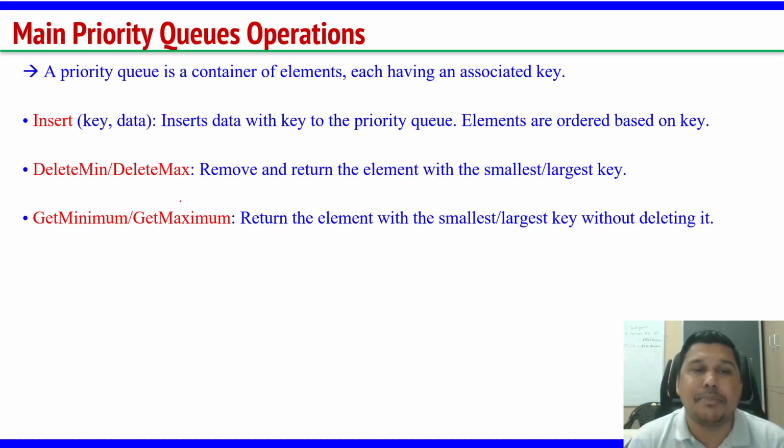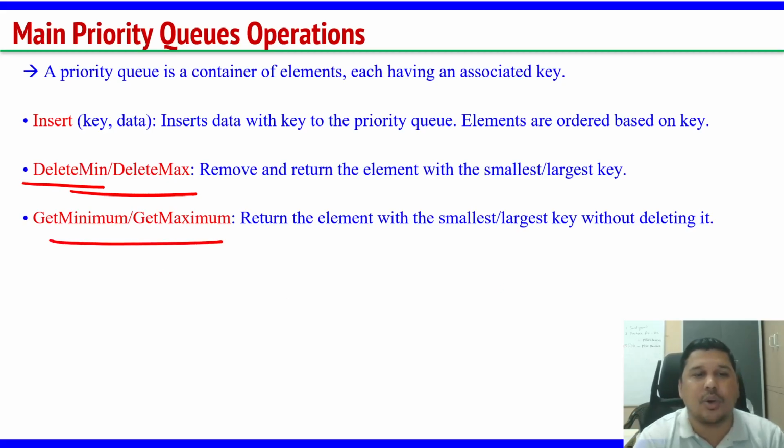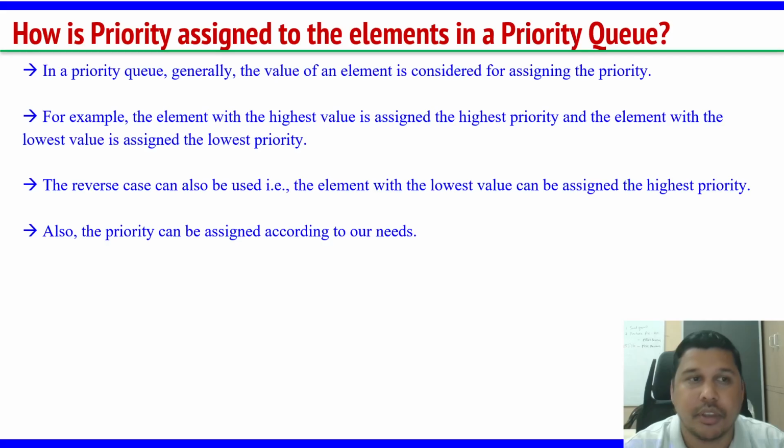Then delete min and delete max remove and return the element with the smallest or largest key. In the queue we can delete the minimum or the maximum, meaning if you want to delete the highest priority one or the least priority one, you can do that. In the same way, you can print the value of the least priority and the highest priority.